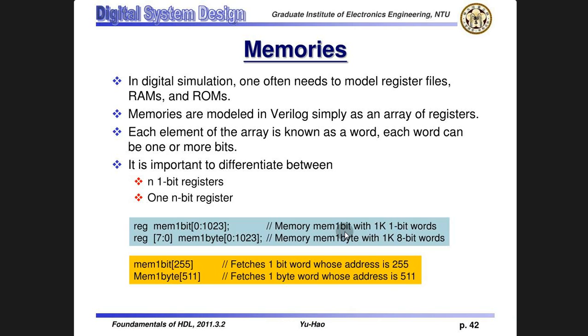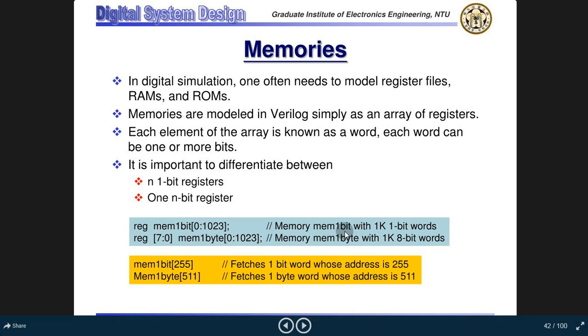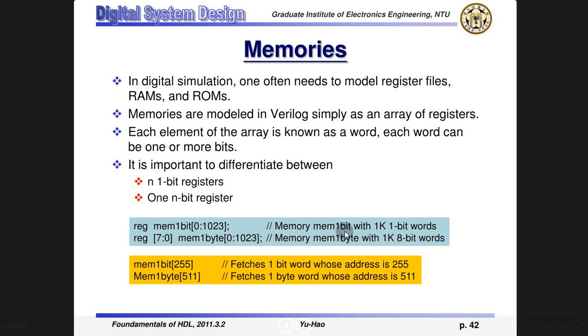So we will start this lecture today with memories. In digital simulation, one often needs to model register files, RAMs and ROMs. Memories are modeled in Verilog simply as an array of registers. Each element of the array is known as a word. Each word can be one or more bits. It is important to differentiate between a 1-bit register and one n-bit register.